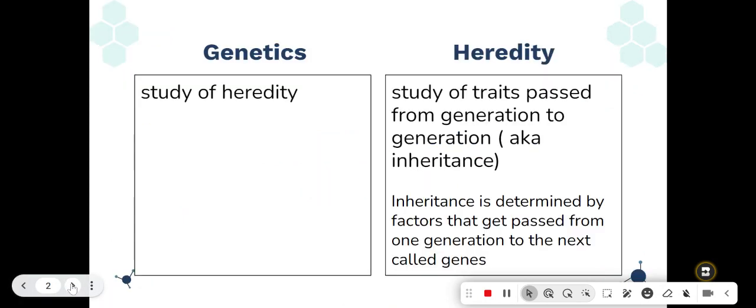So we are in our genetics and heredity unit, and some of the vocab in here can be a little bit tricky. So it's important for you to take some time to actually review the vocab. I highly suggest that you make flashcards.